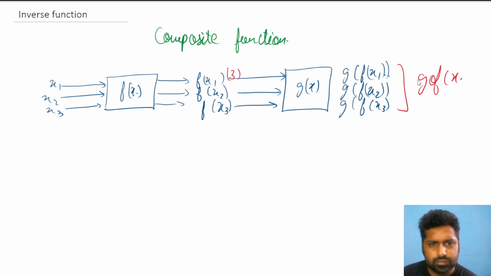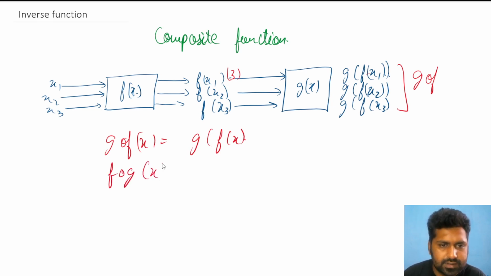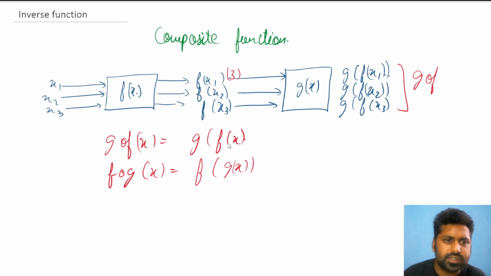We can do the reverse also. Sorry, this is not fog, this is gof. I've written it correct: g of f of x means you are putting the value of f(x) in g(x). That's the meaning of gof. Similarly, you can get fog also, f of g of x. So you put the value of g(x) in f(x). Instead of starting with the f(x) function, you start with the g(x) function, and whatever value you get, you put inside the f function.